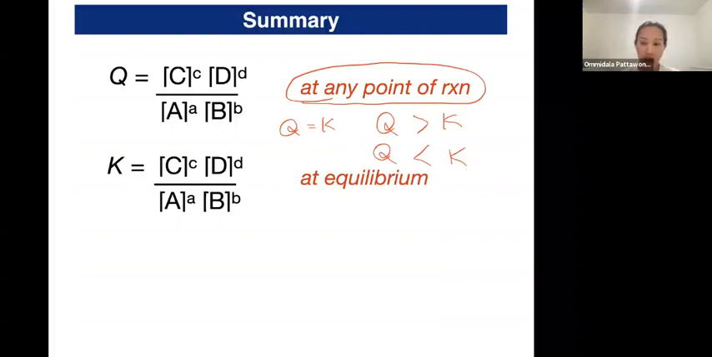Okay, the reason why a reaction that is not at equilibrium would proceed toward the product or the reactant is because it would like to go toward the lowest energy, which is at equilibrium, right? So we already see that.